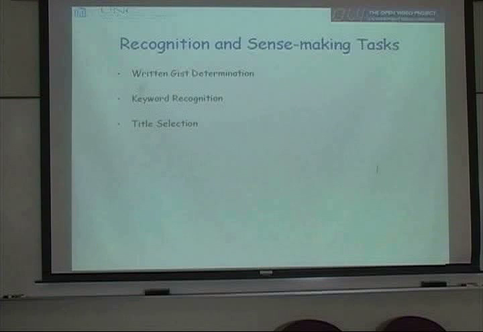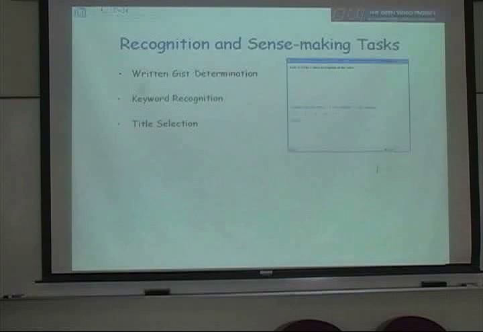So the 5 sense-making and recognition tasks. The first task is a written gist determination task, where we ask the participant to write a short description about the video based on the surrogate they just experienced. For this task and all the other 4 tasks, we also ask the participants to rate their confidence levels in their answers to the questions. It's a 1 to 5 scale, where 1 means not confident at all and 5 means very confident.